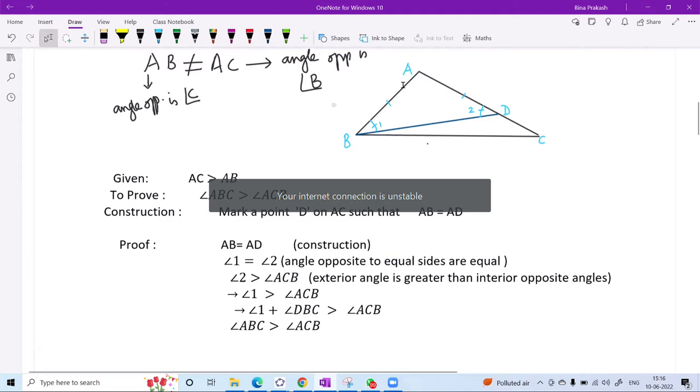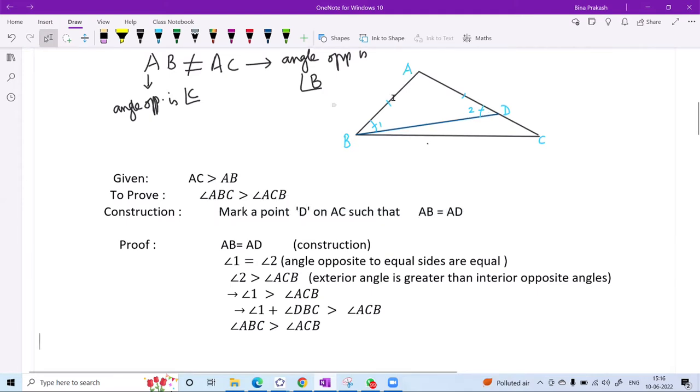Now, what do we get from triangle ABD? By construction, AB and AD are equal. This was discussed in the previous session: if two sides of a triangle are equal, as you see here, AB and AD, the angles opposite to them will also be equal. That's what we proved in the last class. AB and AD are equal by construction. Why have we taken this? Because, as I said, in a proof we have to explain every step.